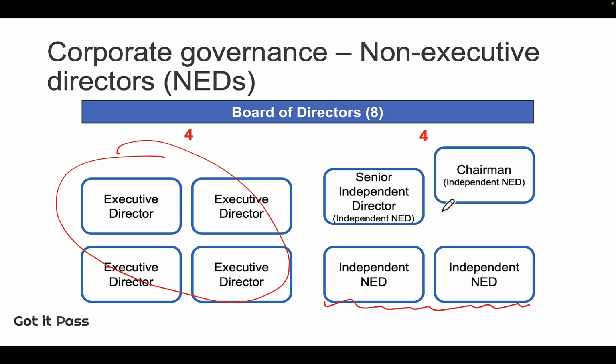For a smaller company, they don't need to have 8 members in the board of directors. If they can only have 4, that is enough. So in this case, at least two of them are independent non-executive directors.